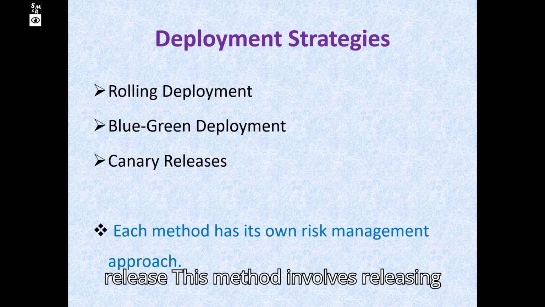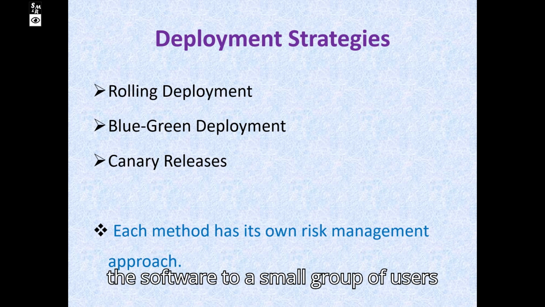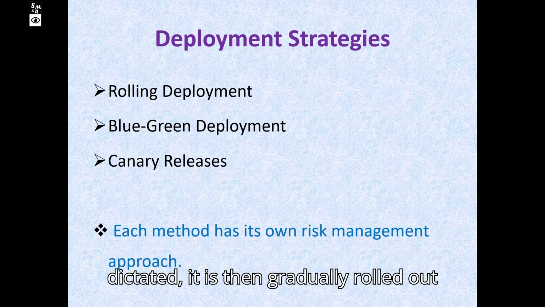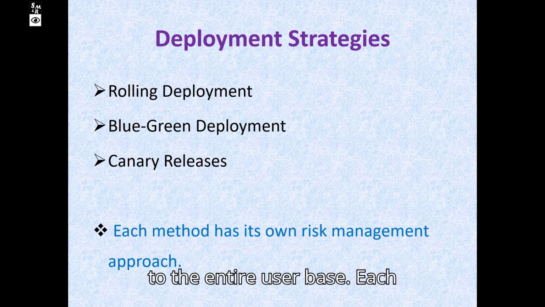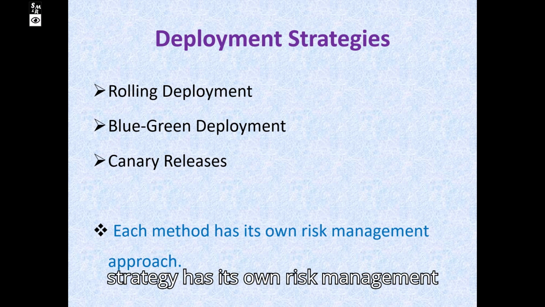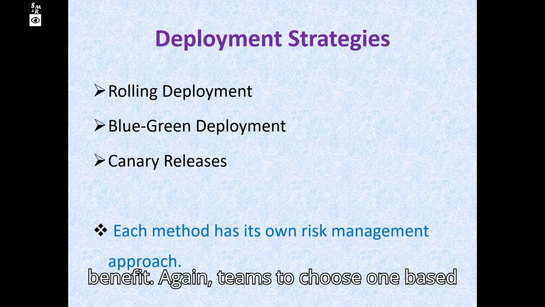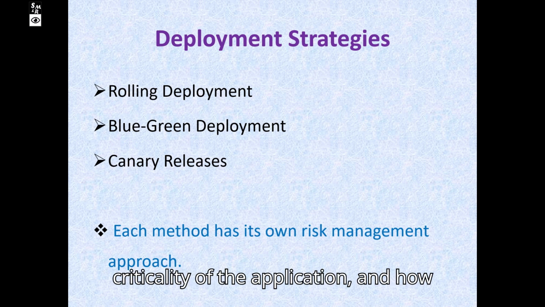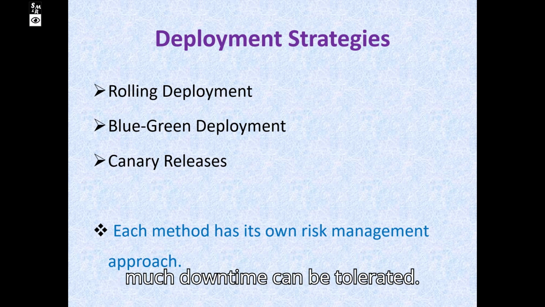Canary release. This method involves releasing the software to a small group of users first. If no issues are detected, it is then gradually rolled out to the entire user base. Each strategy has its own risk management benefit. Again, teams choose one based on the size of the system, the criticality of the application, and how much downtime can be tolerated.